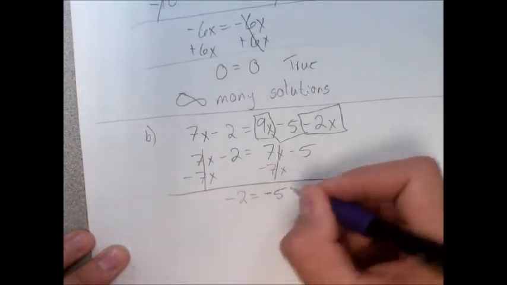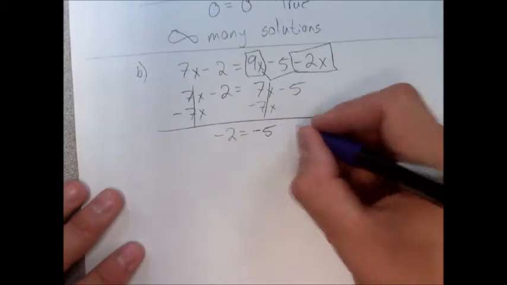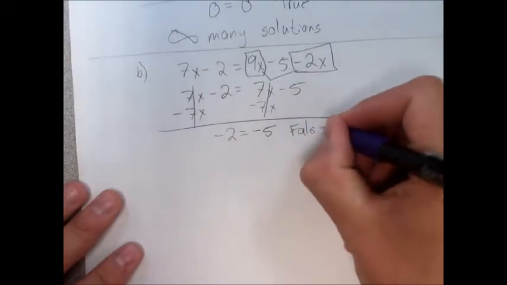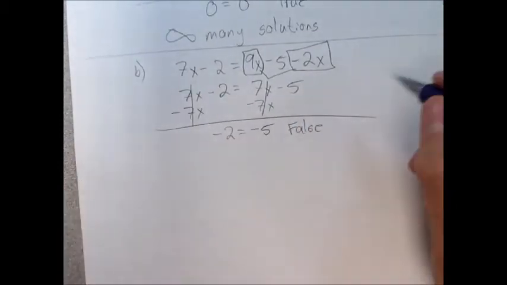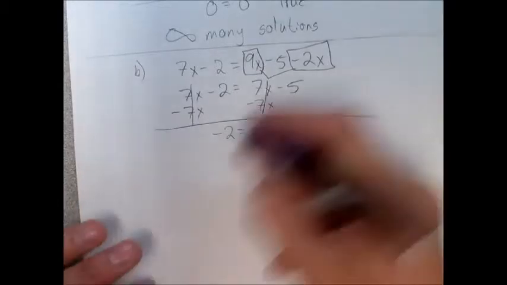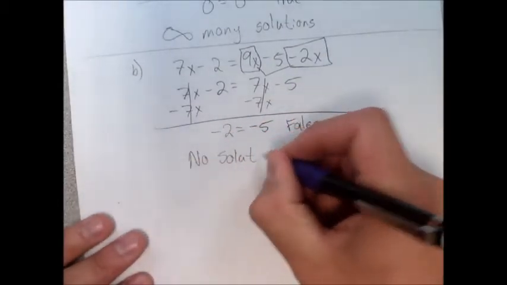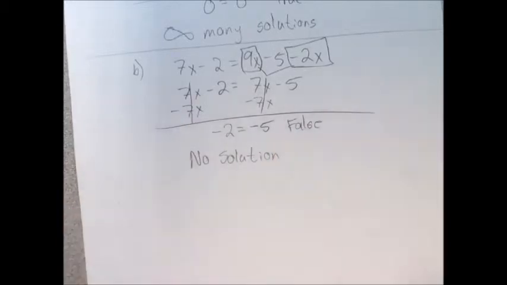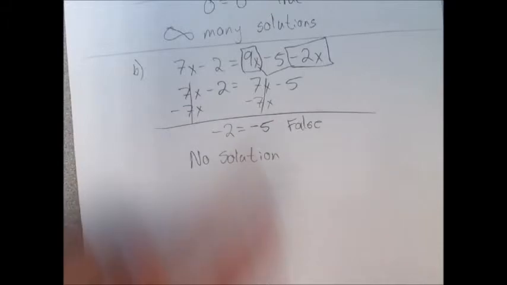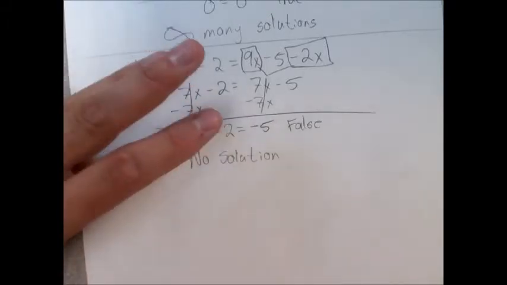so negative 2 equals negative 5. Is that true or false? Obviously false, right? So what does this mean about how many solutions I have? No solutions. So in our repertoire, we now have seen infinitely many solutions, we have seen no solutions, and we have seen one solution. Okay? So those are your three options.